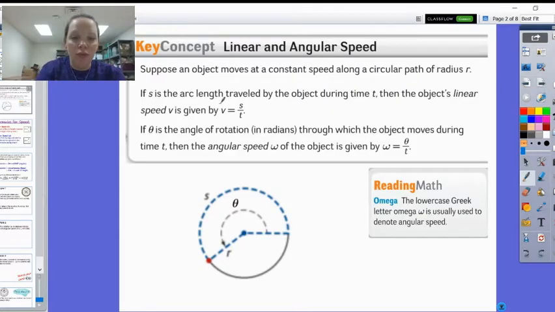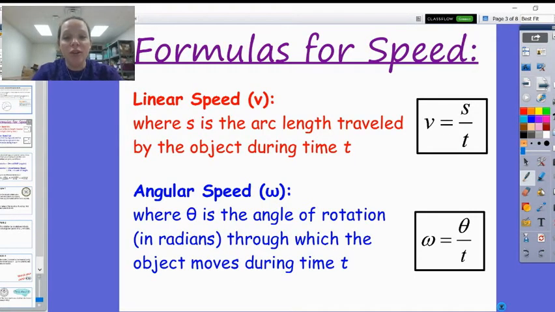So here are your two formulas. We'll discuss them again on the next slide. Feel free to pause this video and write down your formulas anytime you need to. So linear speed, again, we use the letter v, which is like velocity. v equals arc length divided by time. And the angular speed, we use the Greek letter omega, and that is just the angle divided by the time, the angle being represented by theta. So again, feel free to pause this and write your formulas down.